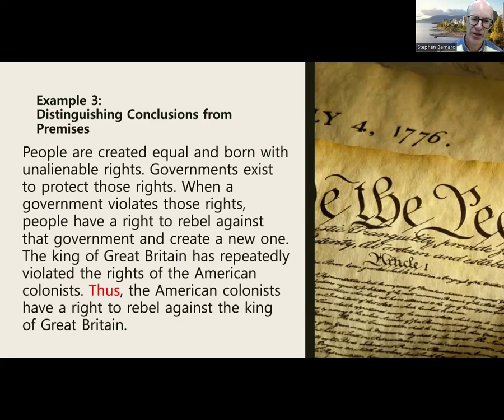Then we get to the conclusion. The American colonists have a right to rebel against the King of Great Britain. Why? Because the king has violated some of these unalienable rights.